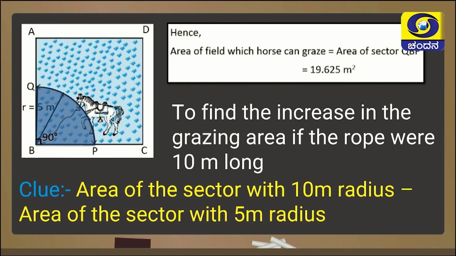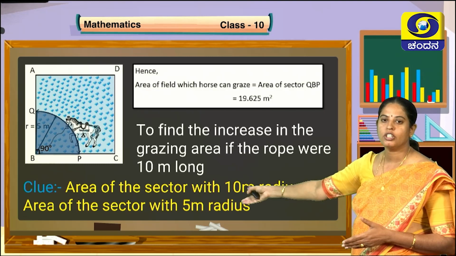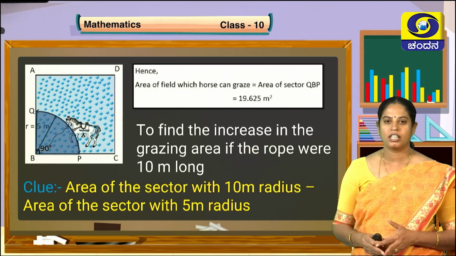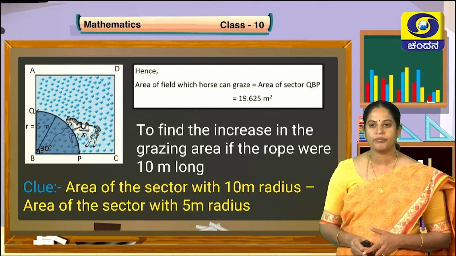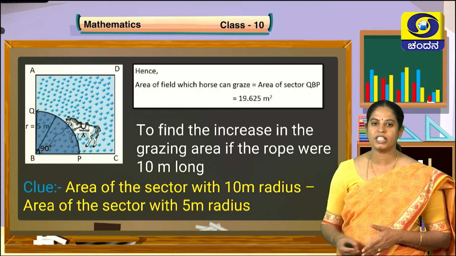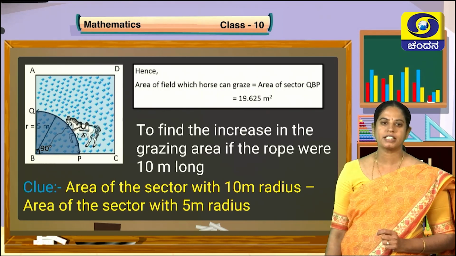How to find? You know how to find with 5 meter. The same steps are followed for the 10 meter. When you get the answer, subtract the area of the sector with 5 meter radius from the answer you obtained. You will get the increase in the grazing area. Hope you will do this problem, children. I think no doubt you are clear with the steps, as I have already given the clue to solve this problem. So, let us move on to the next problem.